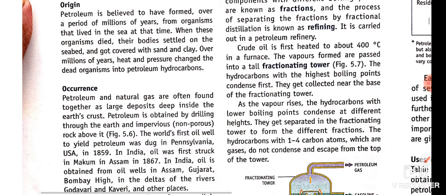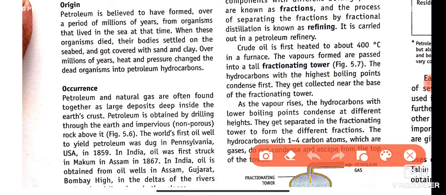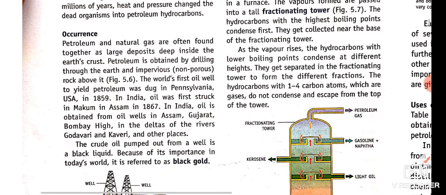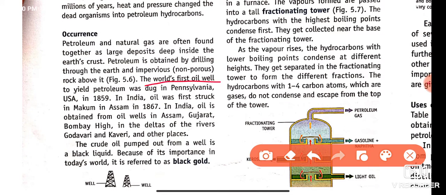Occurrence. It is found in non-porous or impervious rocks. Impervious rocks or non-porous rocks, that means they have no holes. That's why they do not release the gas. So one more thing is important here. The world's first oil well to yield petroleum was dug in Pennsylvania, USA in 1859.